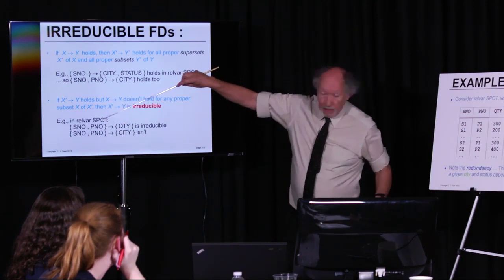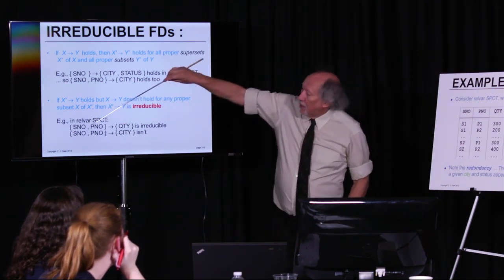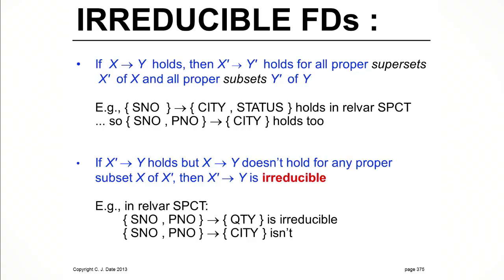So again, looking at our example SPCT, S number, part number arrow quantity is irreducible. If you drop an attribute from the left-hand side, what you get is no longer true. It's not true that supplier number arrow quantity holds. It's not true that part number arrow quantity holds. Quantity is dependent on the combination of supplier number and part number. You can't drop anything from the left, so that's irreducible.